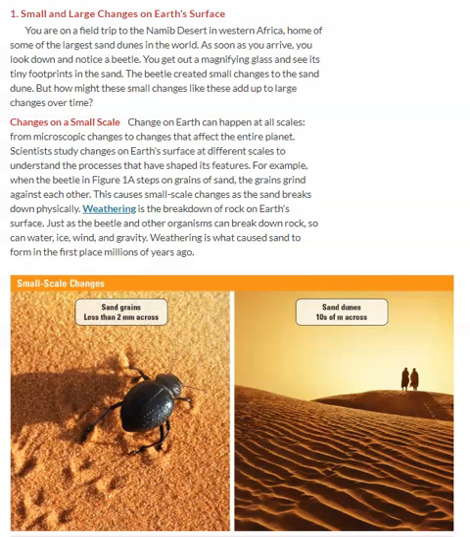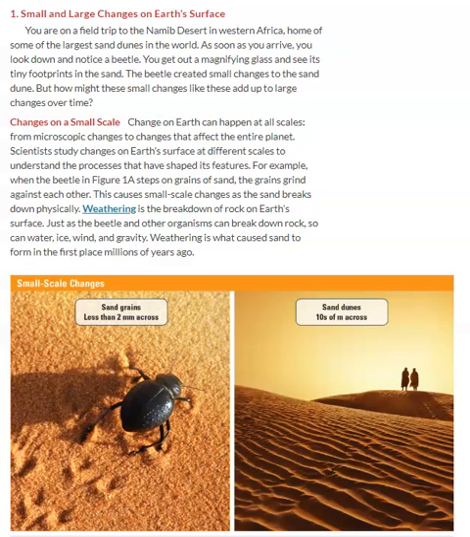You were on a field trip to the Namib Desert in Western Africa, home of some of the largest sand dunes in the world. As soon as you arrive, you look down and notice a beetle. You get out a magnifying glass and see its tiny footprints in the sand. The beetle created small changes to the sand dune. But how might small changes like these add up to large changes over time?